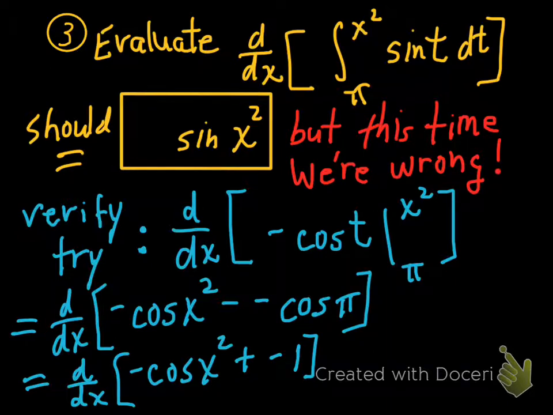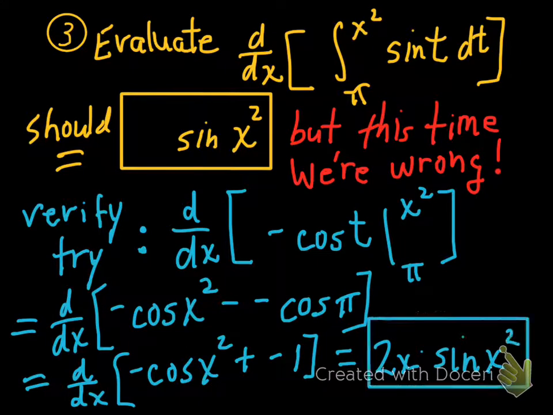It's this first part I'm really concerned about. Do you know how to differentiate negative cosine x squared? That's going to require a little chain rule. You see that the inside function is x squared. And when you differentiate that inside function, you're going to get 2x. So as we move forward here, I know when I differentiate negative cosine x squared, what I'm going to get is 2x times the sine of x squared.